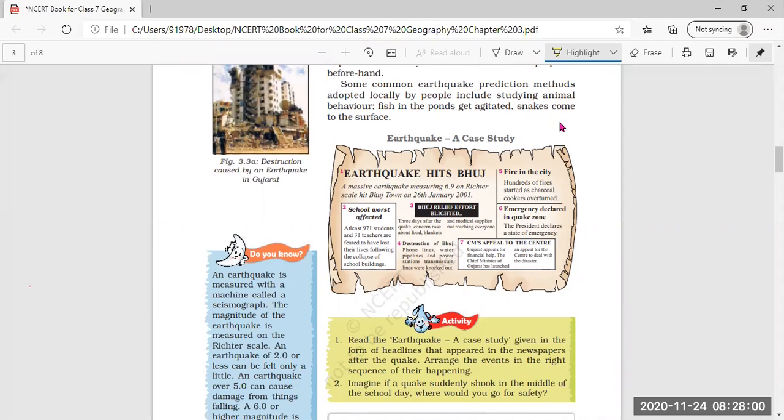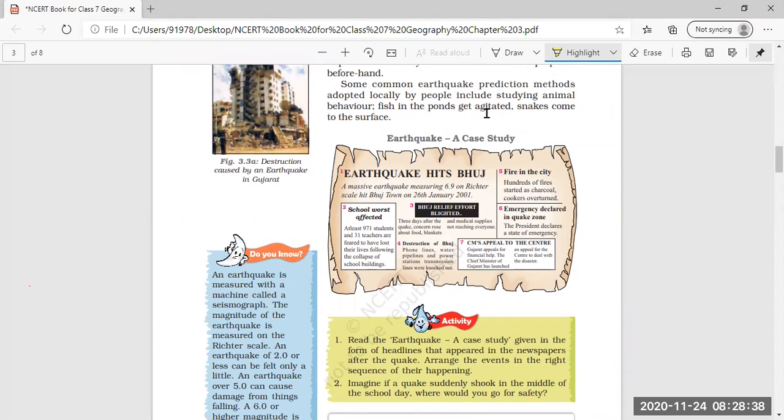We cannot predict when an earthquake will come, but through some methods we can find out that an earthquake is in the near future. That means the local people, in areas where earthquakes occur many times, feel this by studying animal behavior. When animals respond in a very different way, they think that some disaster is coming.